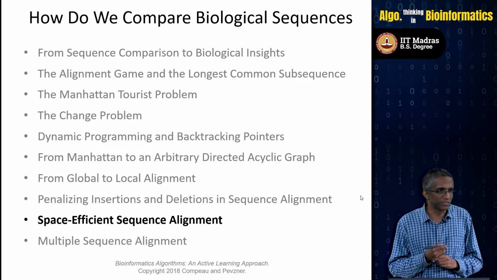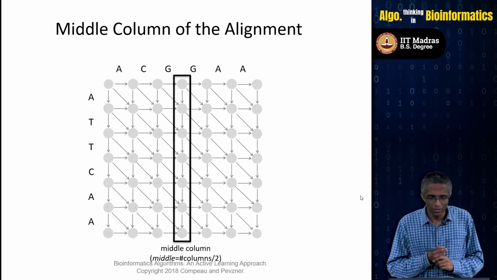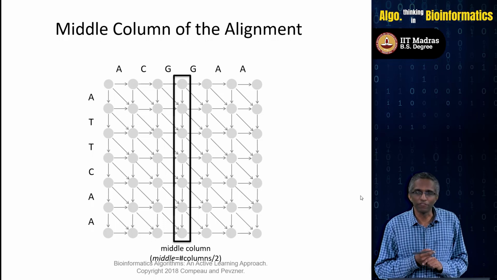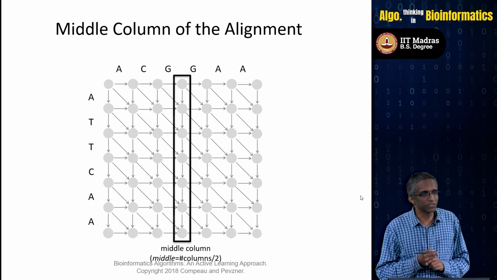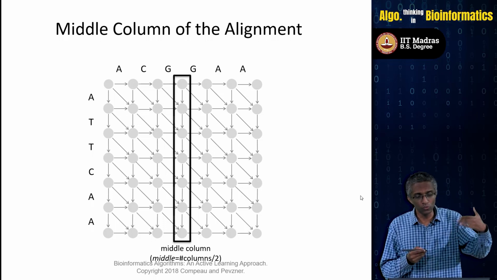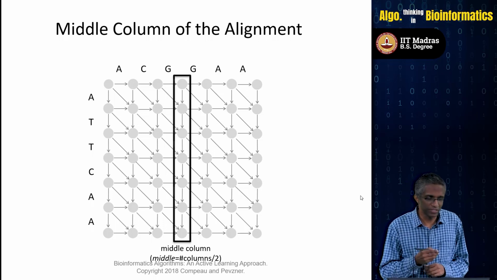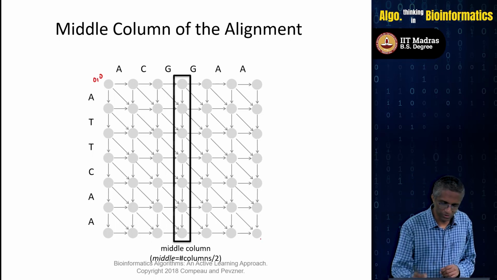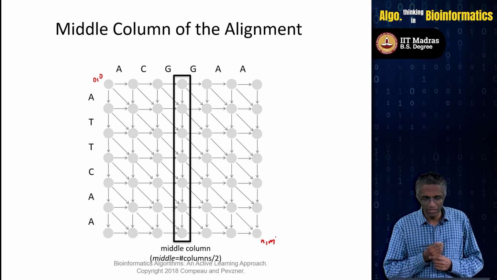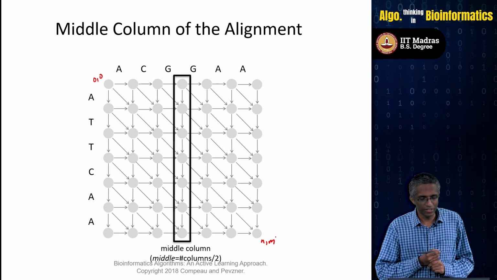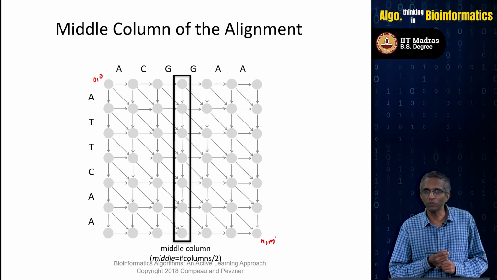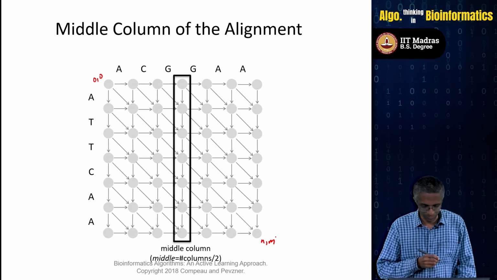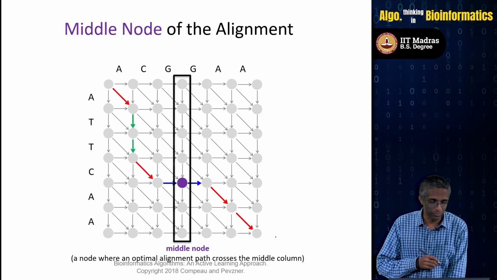in terms of space? The idea there is to look at the middle column of the alignment, and if someone magically tells us the best node, the node through which the longest path passes, from this original source node 0, 0 to n, m, then we can run two subproblems. So we can do this divide and conquer and run two subproblems.